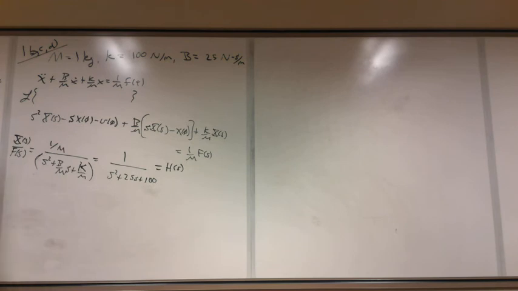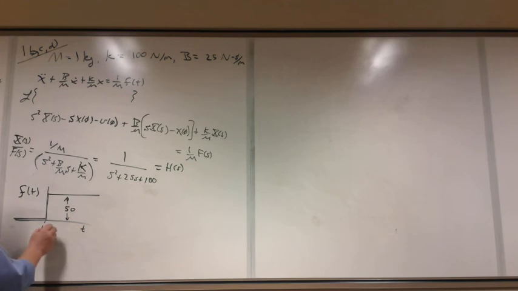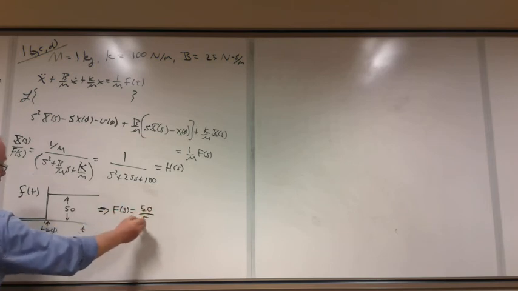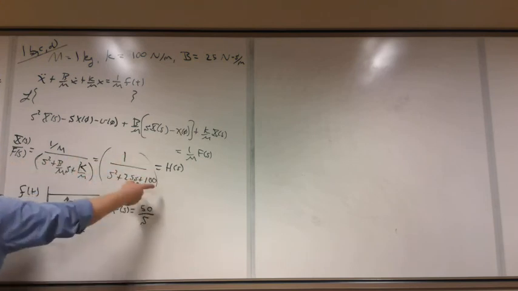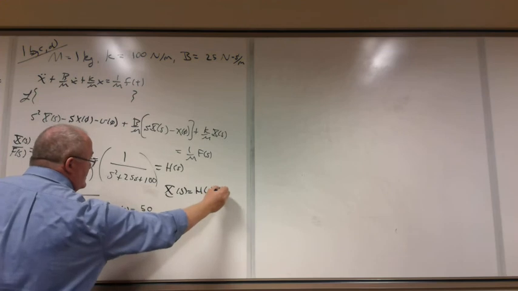Part 1c says, okay, go ahead and use this transfer function and tell me what the response is to this f(t). It looks like this: we go along, at time t equal to 0 we go up to here. That has a magnitude of 50. This is t equal to 0 right there. If this is f(t), that says F(s) is equal to 50 over s. And if this is H(s), then X(s) is equal to H(s) times F(s).